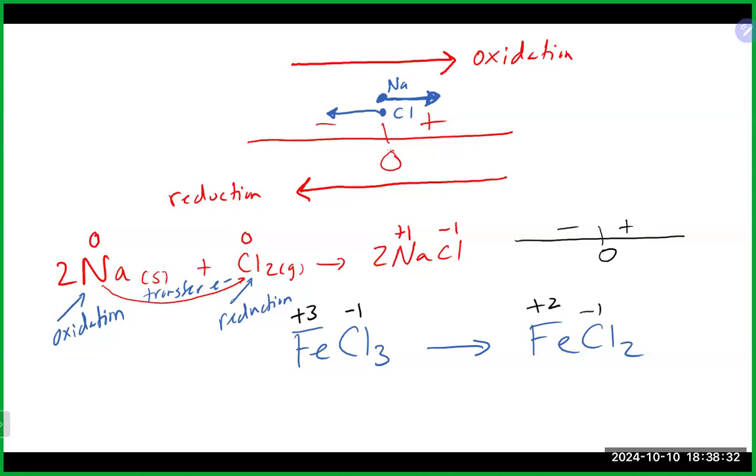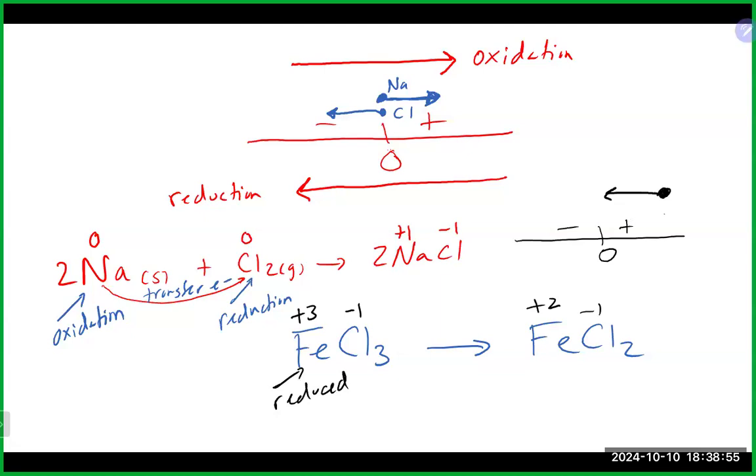Again, if you're not sure, just go to your number line. +3 would be like here, and +2 heads me in which direction? To the left, because that would be like 3, 2, 1, 0, -1, -2, -3. That means the iron here is being oxidized or reduced? It is being reduced.